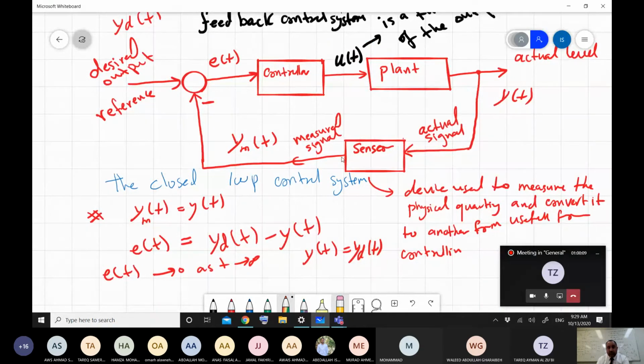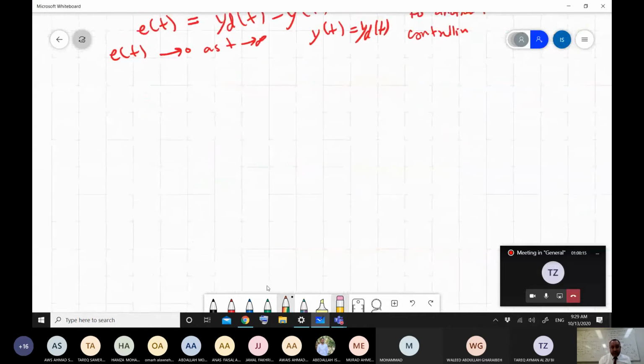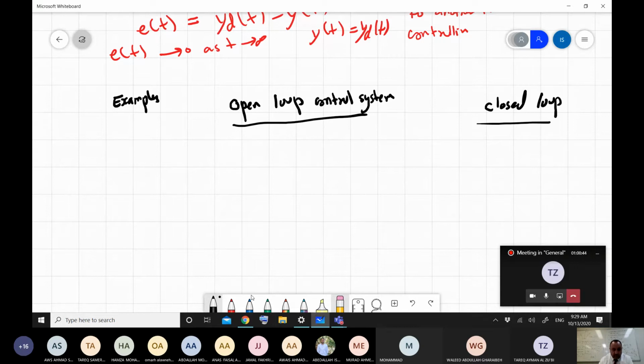Okay. Now, who can give me an example from real life regarding the open loop and the closed loop? Here I will write examples for open loop, and here for the closed loop control system. Who can give me examples from your daily life, something around you, that you can see all the time, maybe.